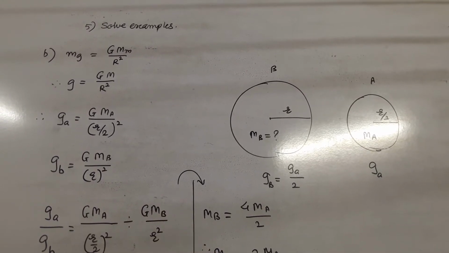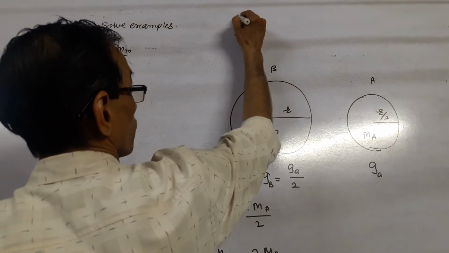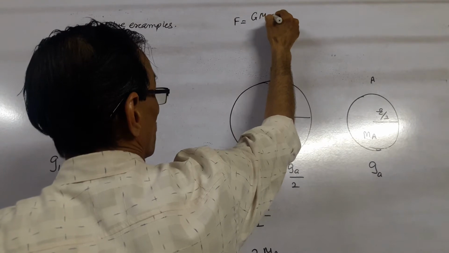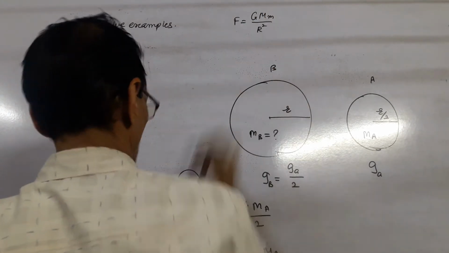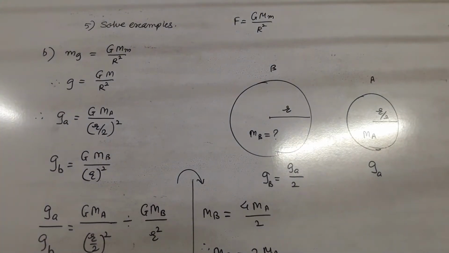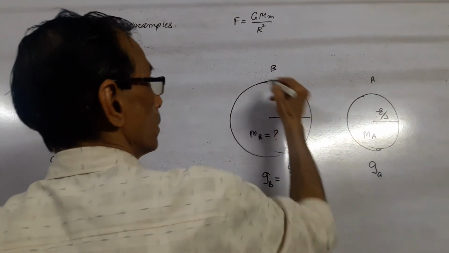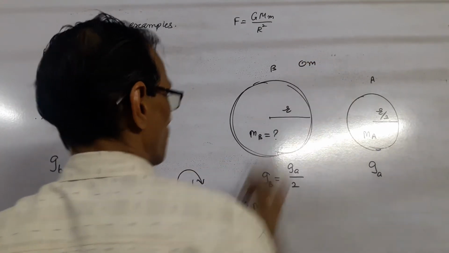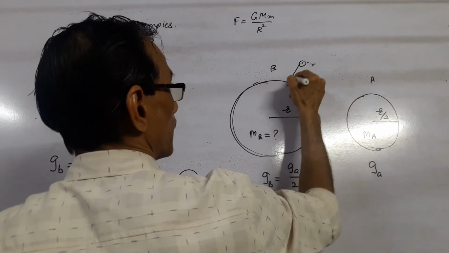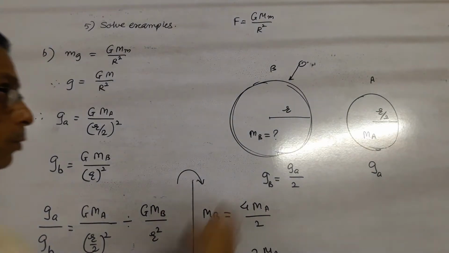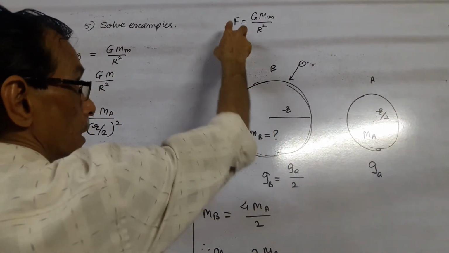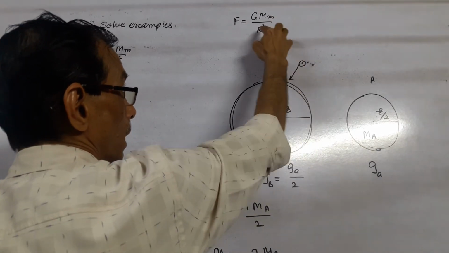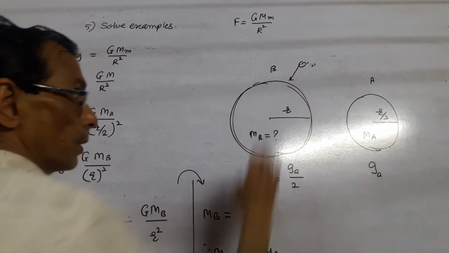Here we know that according to Newton's law of gravity, the force is equal to G M m upon r square. Suppose this is the earth, and here the body has mass m. We know that this body is attracted towards the earth, and this force of attraction according to Newton's law is G into the mass of the earth into the mass of the body upon the square of the distance between them.